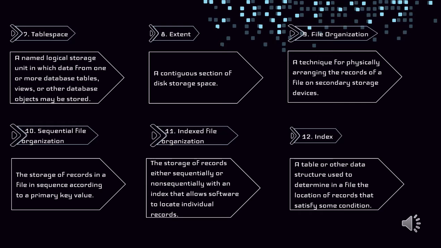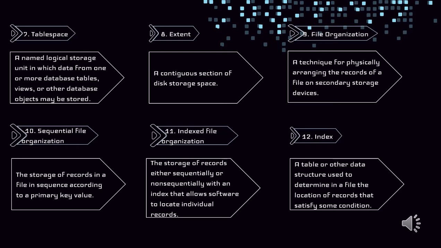The next term is tablespace, a named logical storage unit in which data from one or more database tables, views, or other database objects may be stored. Next, extent, a contiguous section of this storage space. Then, file organization, a technique for physically arranging the records of a file on secondary storage devices.